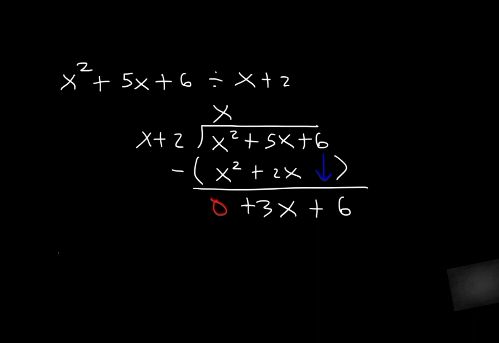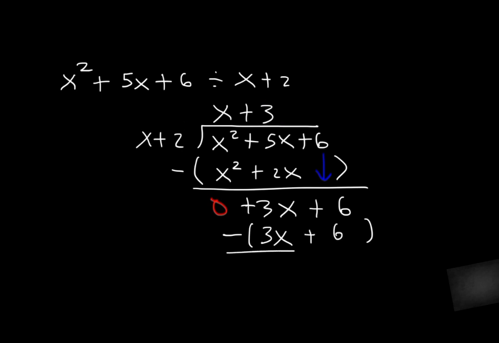Now the next thing that we need to do is divide. We're going to follow the same 3 steps as we did before. We're going to divide, multiply, and subtract. 3x divided by x, that's equal to positive 3. And then now we're going to multiply. 3 times x is 3x. And then 3 times 2, that's equal to positive 6.